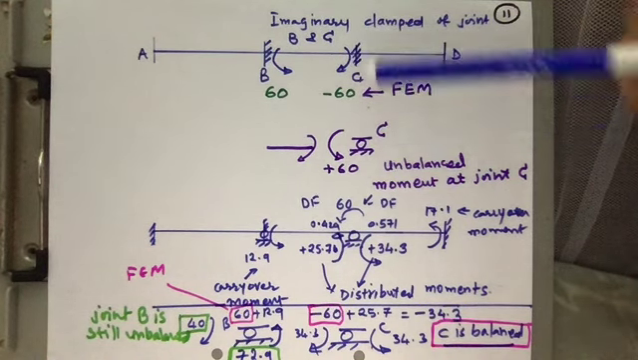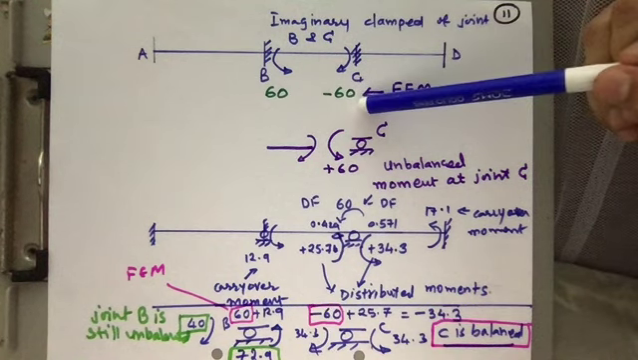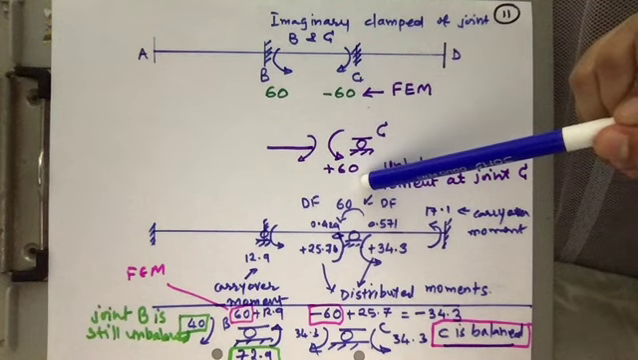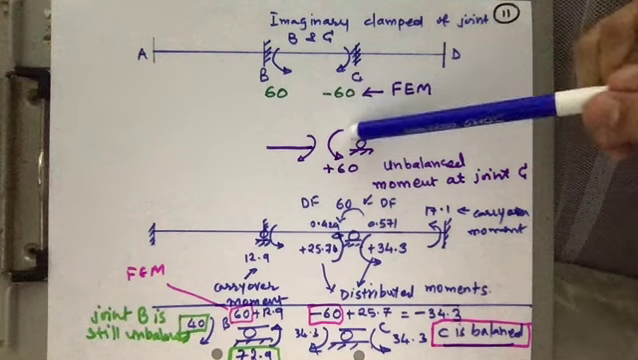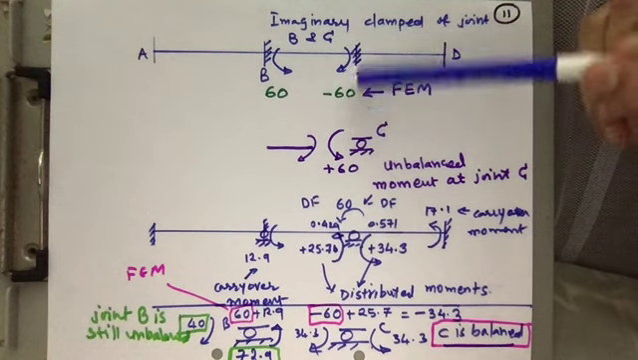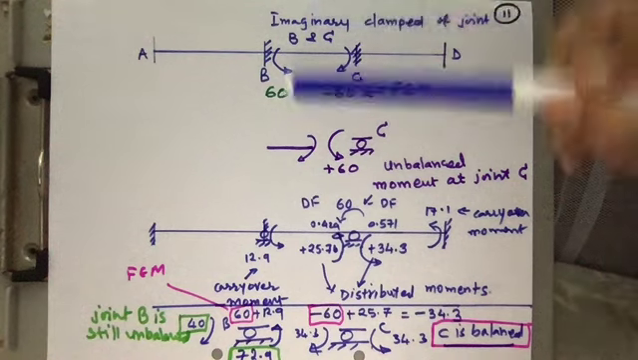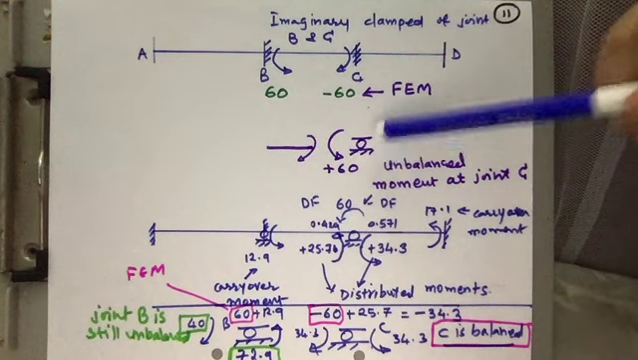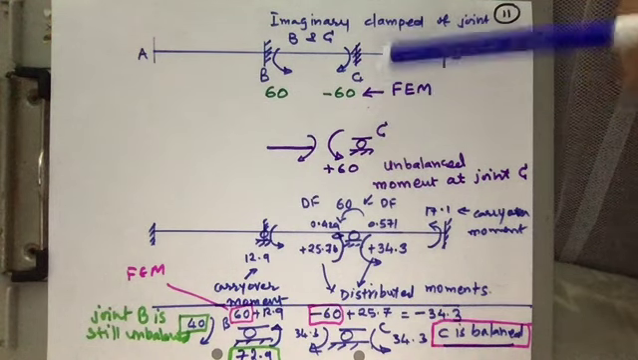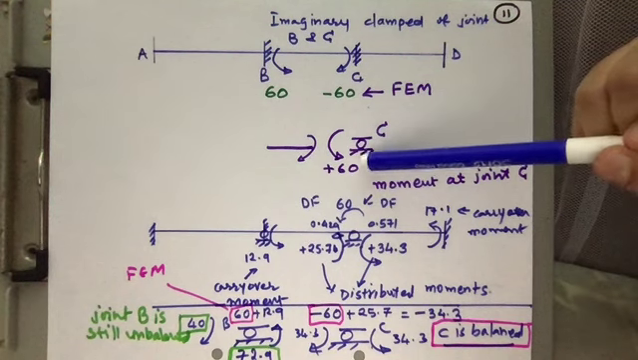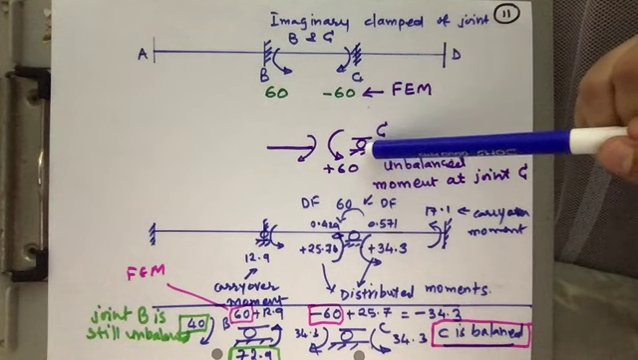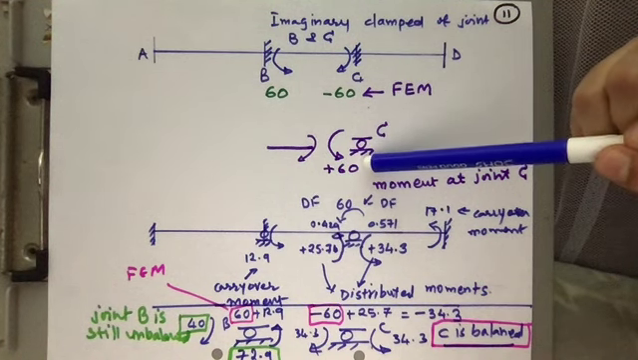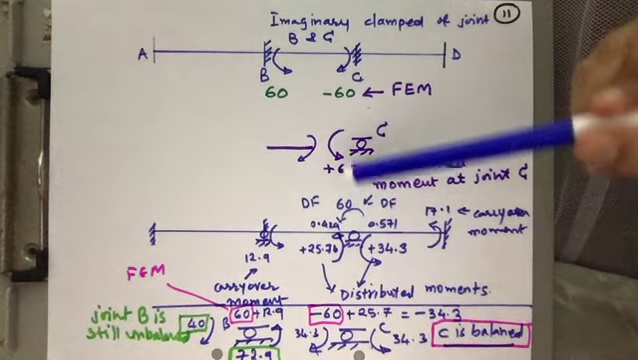Now what is the unbalanced moment? In the first case, if the fixed end moment is minus 60, then when we allow rotation it is plus 60, because we have to allow the joint rotation of C. First we release this joint, and then we have to balance it, because this is an unbalanced joint; it has not reached true equilibrium. So how do we make this joint reach equilibrium and balance this moment? We distribute these moments.